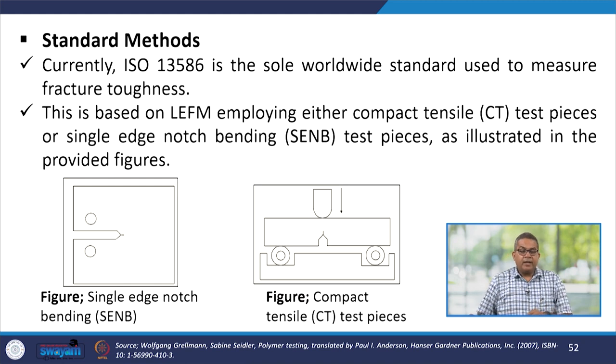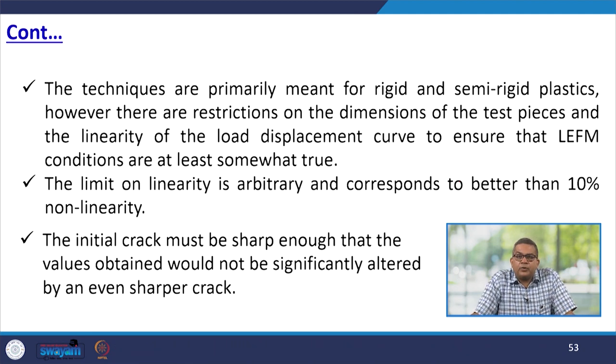Now, currently ISO 13586 is the sole worldwide standard used to measure the fracture toughness. This is based on LEFM employing either compact tensile test piece or single edge notch bending test piece as per this particular figure, like here single edge notch bending SENB, and here the compact tensile test piece. The techniques are primarily meant for rigid and semi-rigid plastics. However, there are restrictions on the dimensions of the test piece and the linearity of the load displacement curve to ensure that LEFM conditions are at least somewhat true.